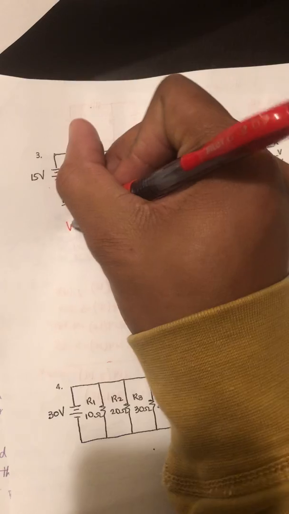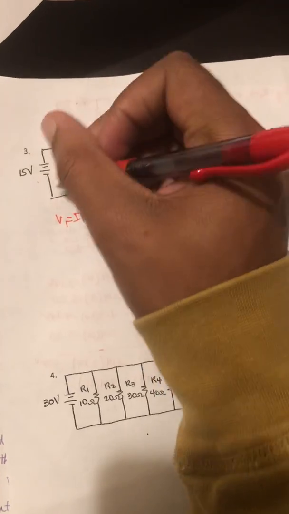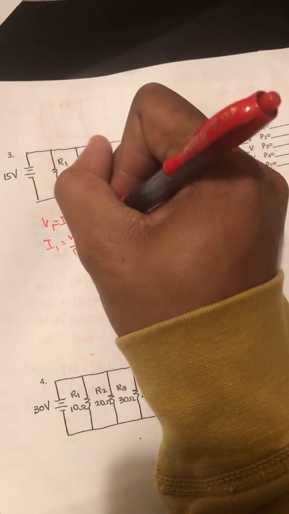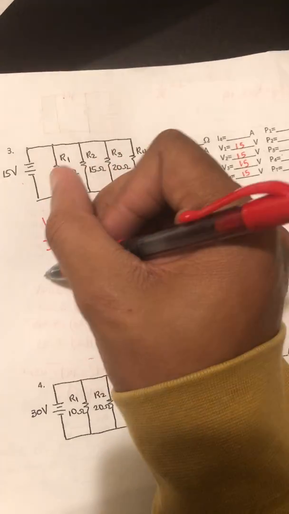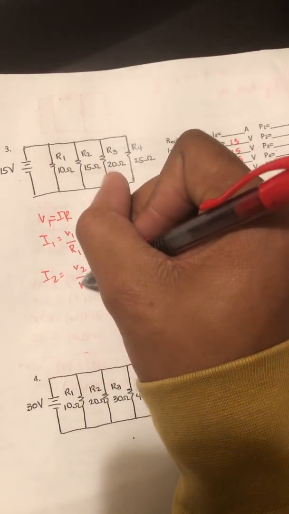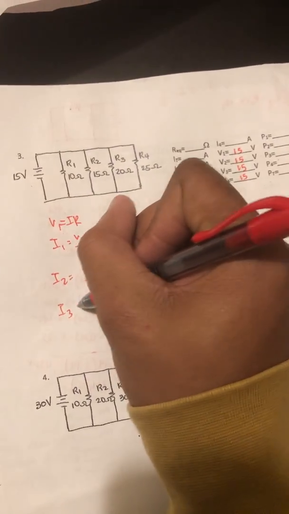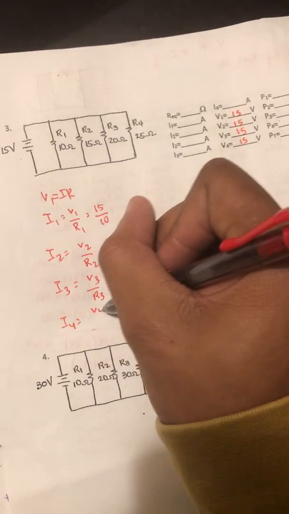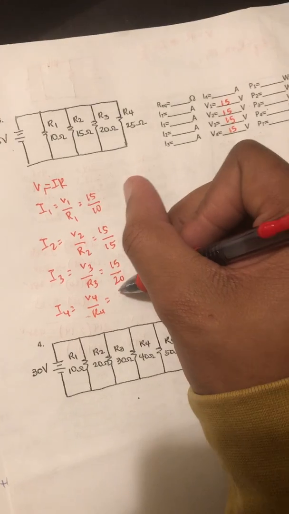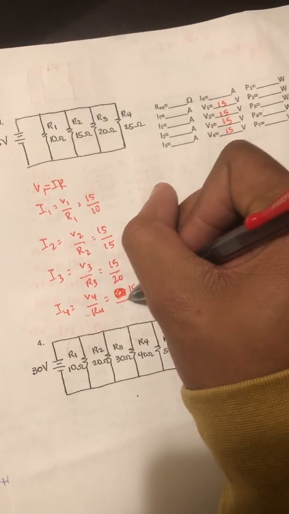So if V is equal to IR, I1 is equal to V1 over R1, which will be 15 over 10. I2 is equal to V2 over R2, 15 over 15. I3 is equal to V3 over R3, which is 15 over 20. And then I4 is equal to V4 over R4, which is 15 over 25.